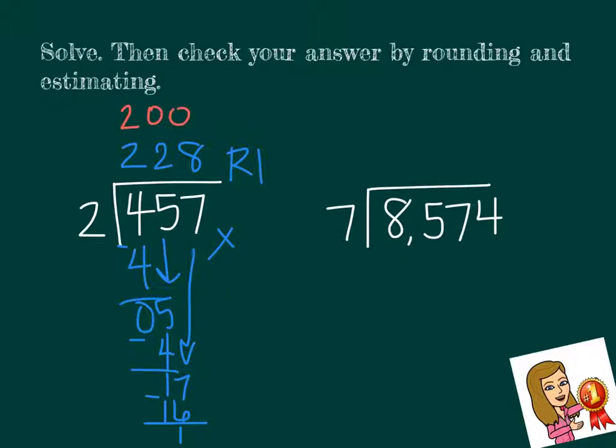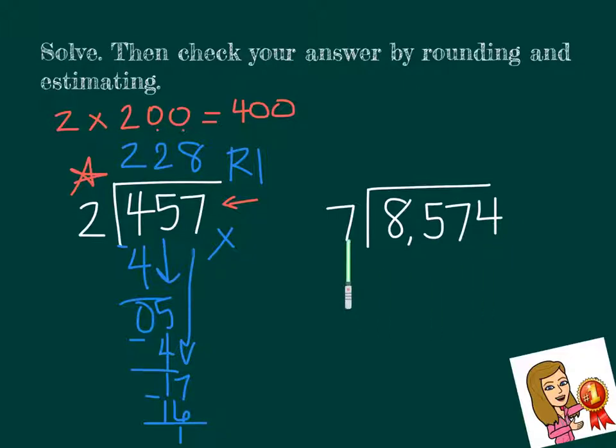So then if I take the divisor 2 times 200, I should get something close to the dividend. And that gives me magic. So 2 times 2, 4. 2 magic zeros, 1, 2, 400. And that is very close to 457. So I can say that my answer makes sense. Next one.